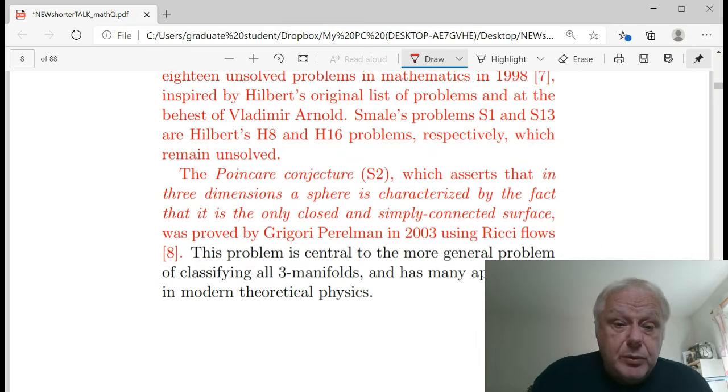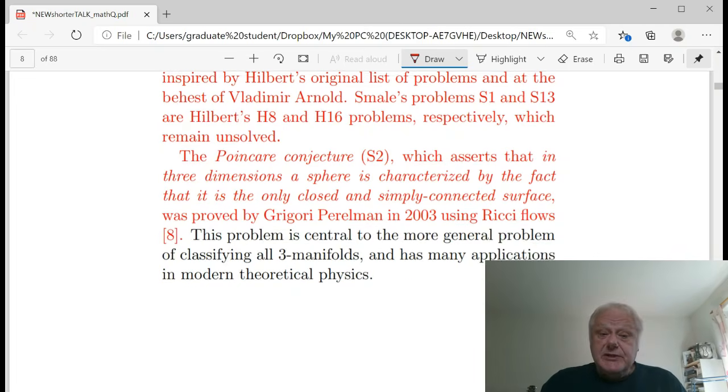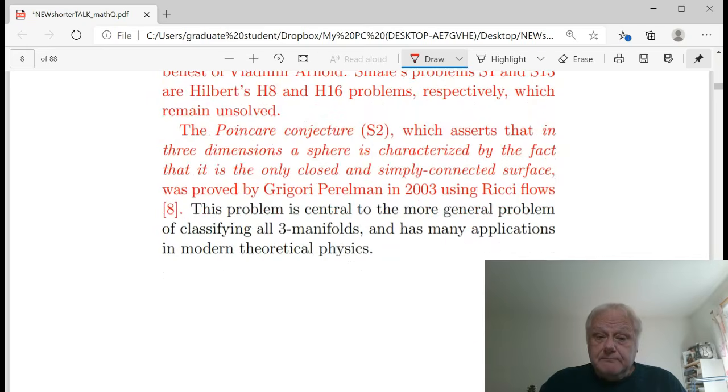Another problem was the Poincare conjecture. The Poincare conjecture asserts that in 3 dimensions, a sphere is characterized by the fact that it's the only closed and simply connected surface. I said that incorrectly, but in 3 dimensions, the only closed and simply connected surface is a sphere. This was actually solved by the Russian Perelman in 2003 using a relatively new branch of mathematics called Ricci flows.